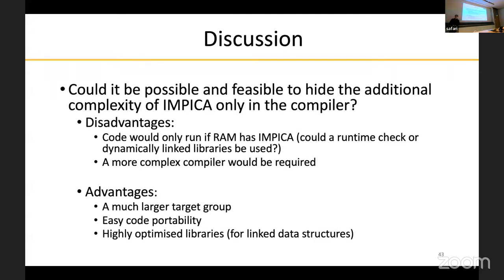So another option would be to use highly optimized libraries, because I think you never really implemented a binary tree yourself and used it afterwards, or at least I didn't. So you can just link to other libraries. And maybe those libraries could be linked dynamically, like in C, so that the target machine that the application works on has those libraries available. So the right libraries, so if there's Impica, you have the accelerated libraries, and else just the normal ones.